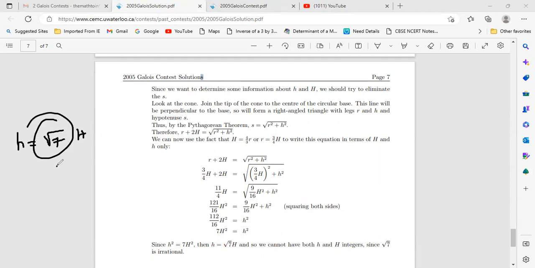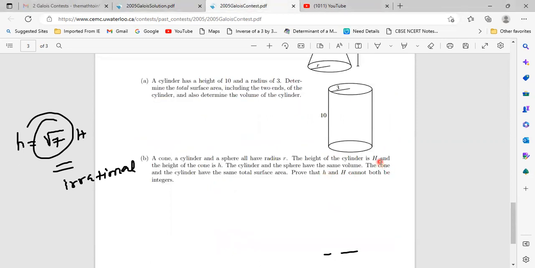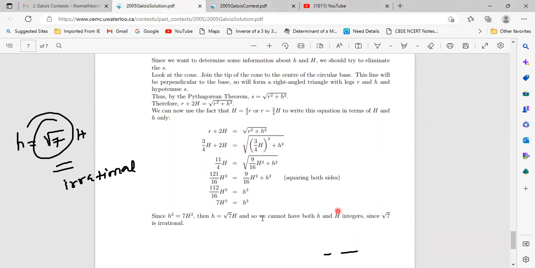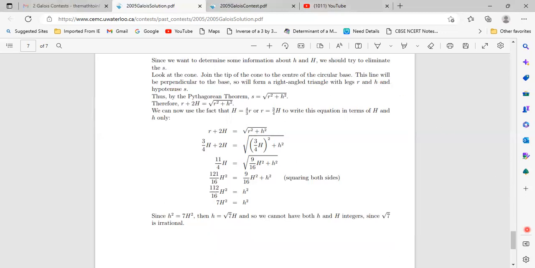This square root number is nothing but an irrational number. Definitely you won't be able to find any integer value out of it. You can't get any integer value, right? So from this we can prove that small h and capital H cannot both be integers, since root 7 is irrational. Can you follow, Shana?